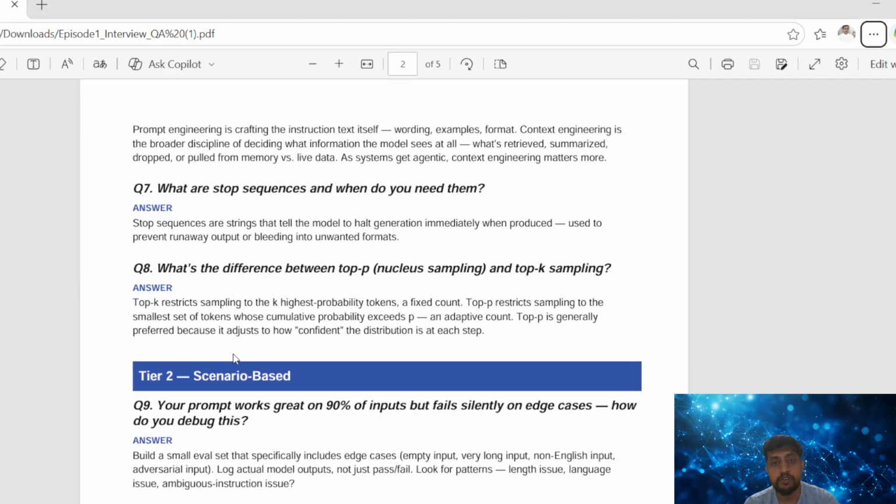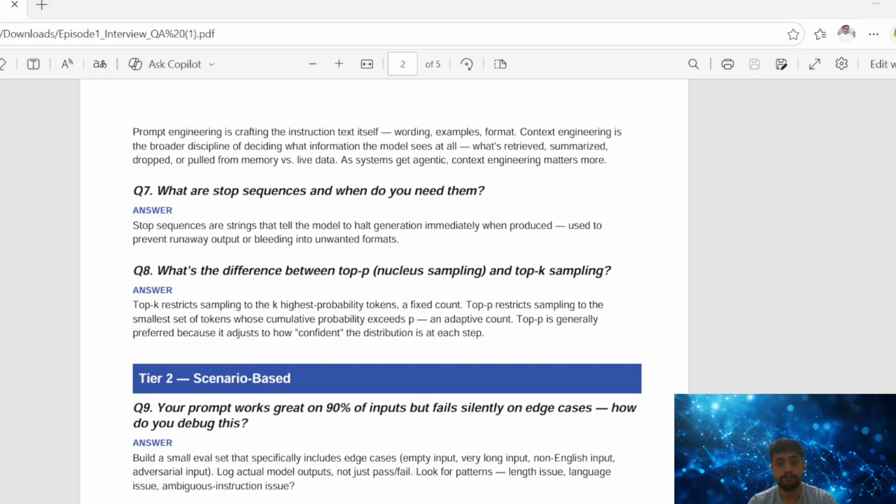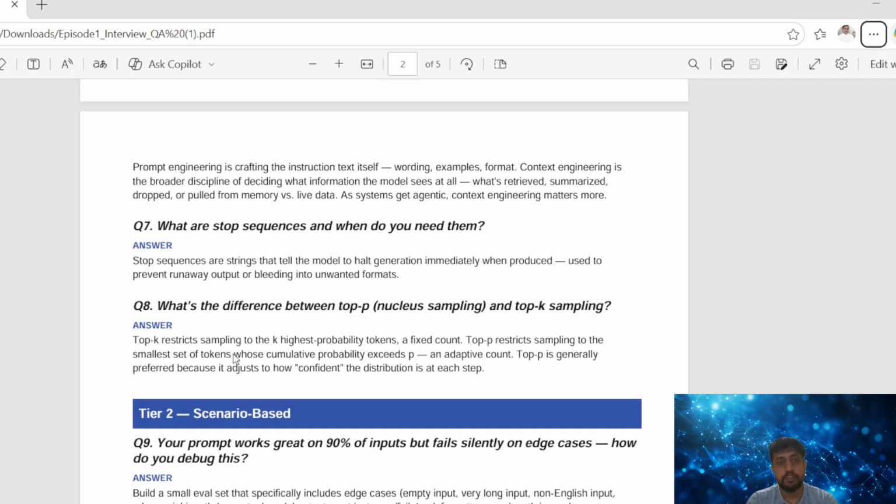What are stop sequences and when do you need them? When do you need them, guys? Stop sequences are strings that tell the model to halt generation immediately when produced, used to prevent runaway output or bleeding into unwanted formats. Okay, so I can give one real-time example.